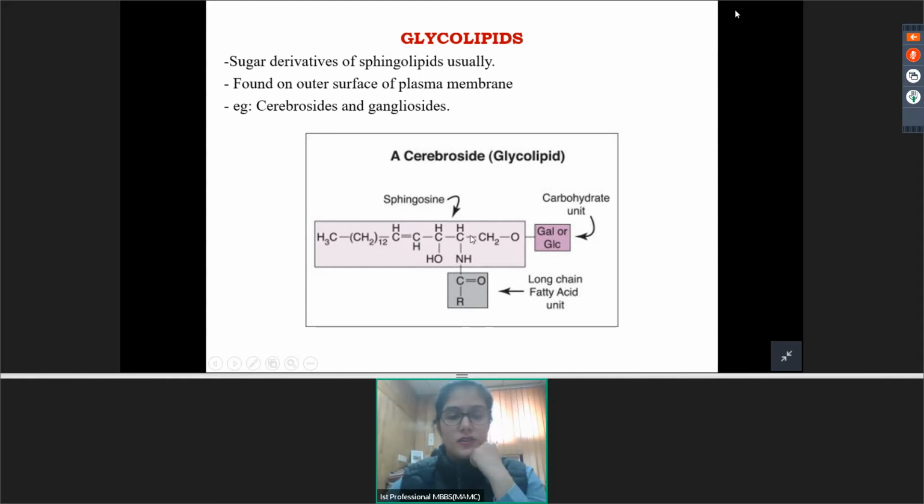And sphingosine, when it is attached to a long chain fatty acid along with a carbohydrate residue, forms a cerebroside, which is an example of a glycolipid. You will be reading about all these structures in much detail in your chapters on chemistry of lipids. Here, I'm just giving you an overview of what a cerebroside or a glycolipid will look like.